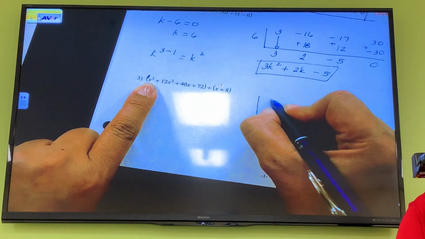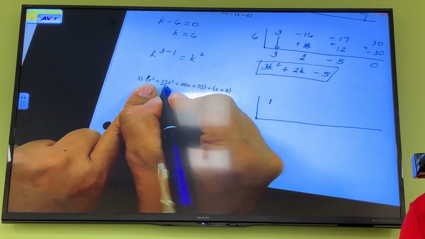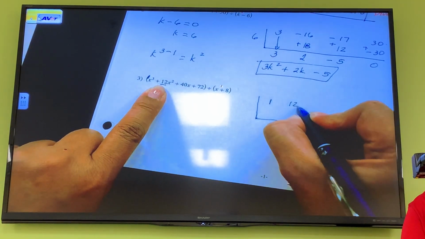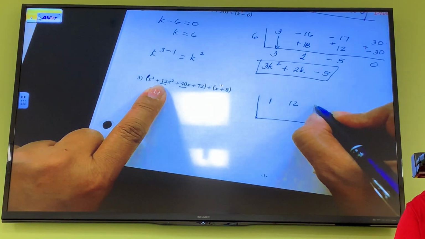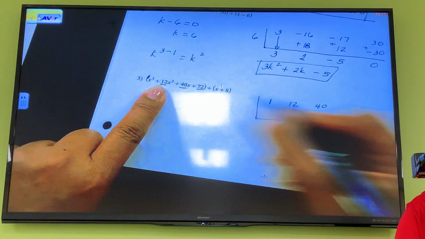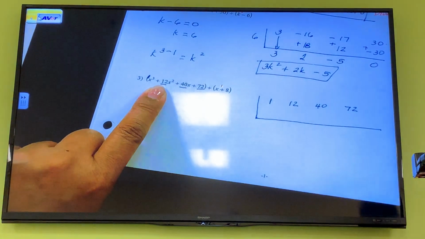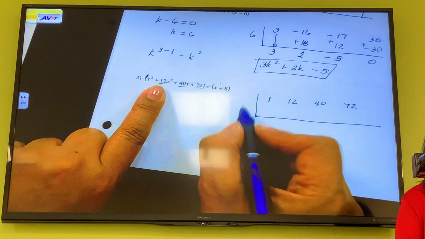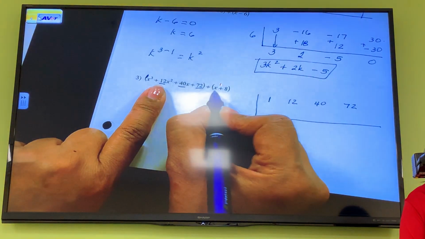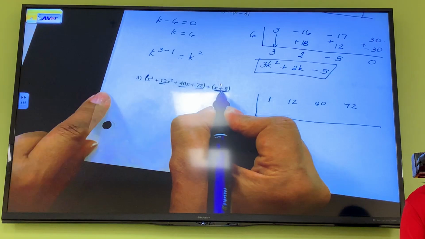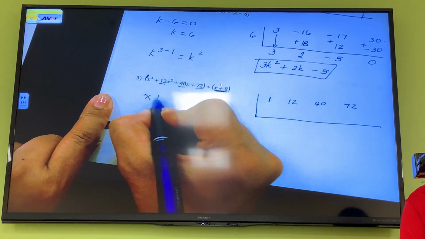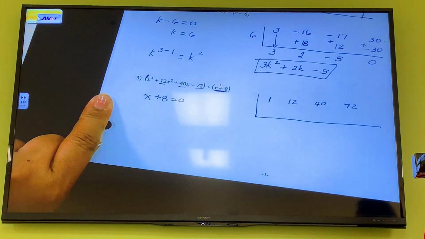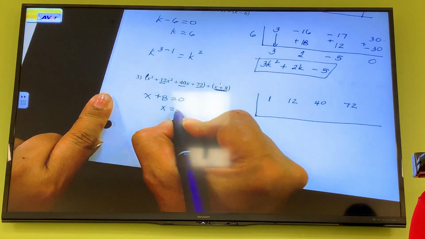So this will be 1. Then you have the 12. Then you have 40. Then you have 72. They're all positives. Then outside will be our divisor. So remember, it always comes from the divisor, x plus 8. Just put it equal to 0 and solve for x, which means it's going to be negative 8.